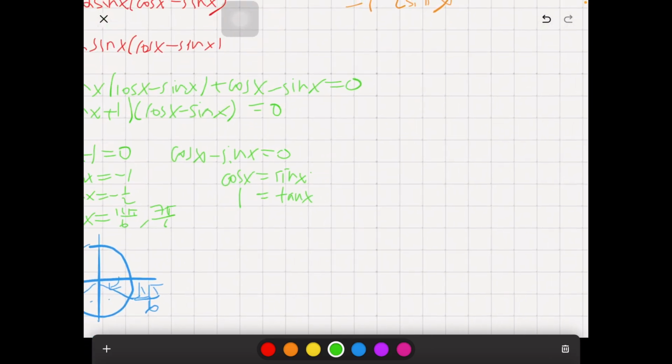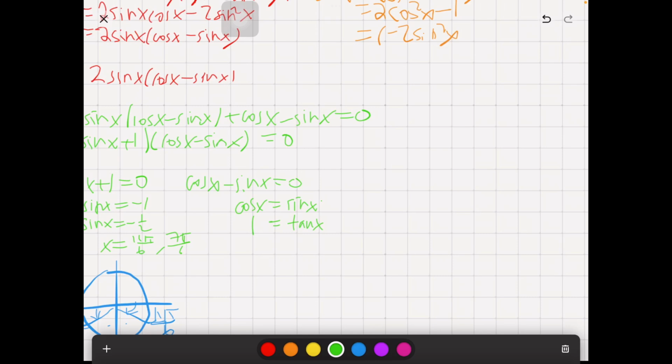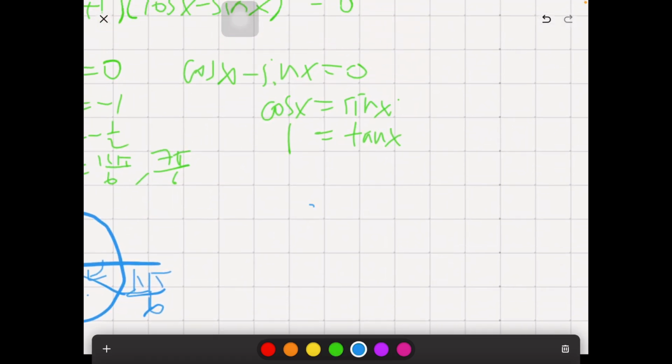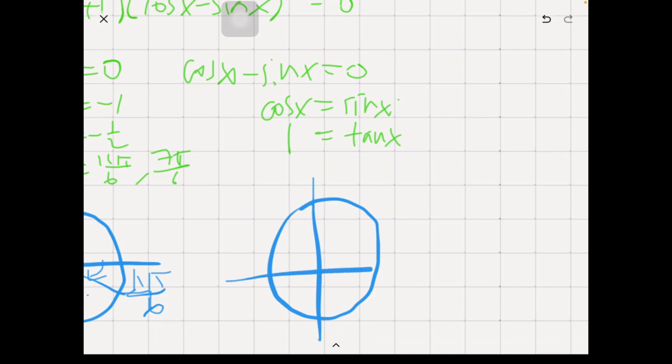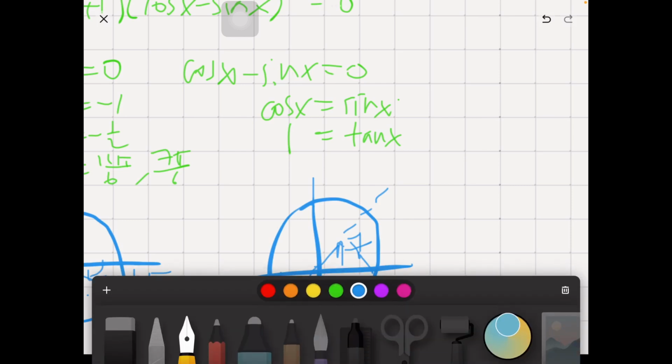And for the other one, tan x, we can see that tan x is equal to 1, and the only times that tan x is equal to 1, if you draw it out, are when it lies on this line. And so this is going to be pi on 4, because we're thinking of the 1 over root 2 triangle. And this is also going to be pi on 4. But pi on 4 plus 4 pi on 4 is actually 5 pi on 4.